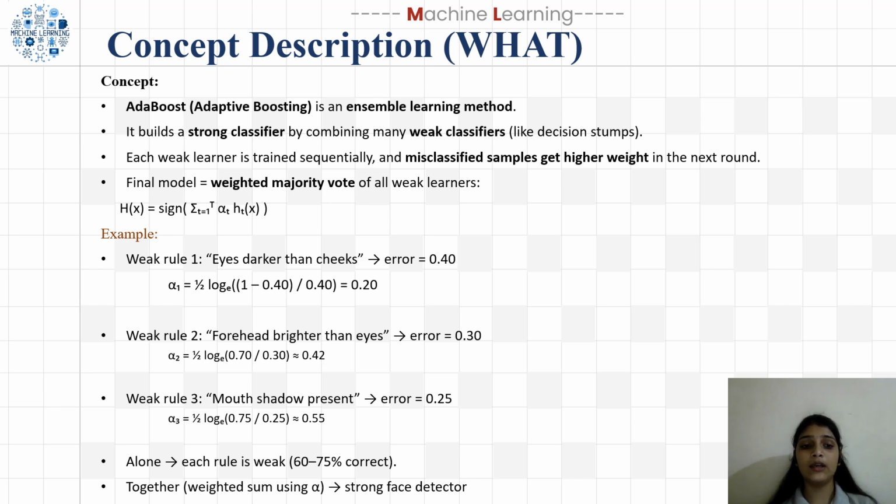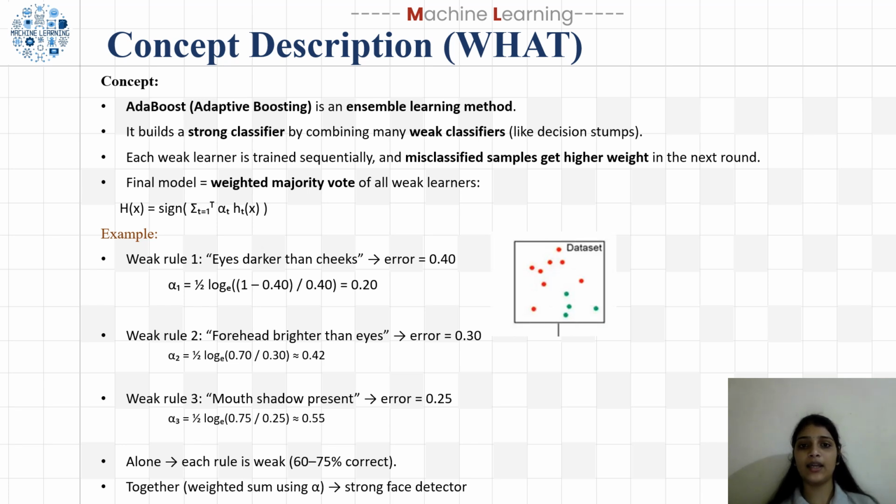Now let's see a real-time example of face detection. Weak learner 1 detects dark eyes. Weak learner 2 detects a bright forehead. Weak learner 3 detects a mouth shadow. Individually these are weak, but together AdaBoost combines them into a strong face classifier, and this is exactly what is used in the Viola-Jones face detection algorithm in cameras.